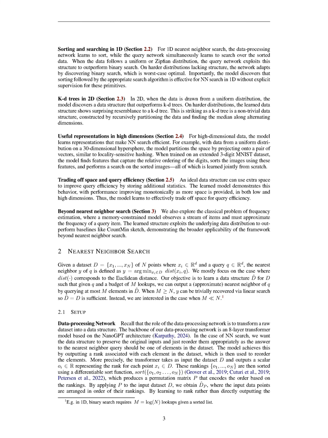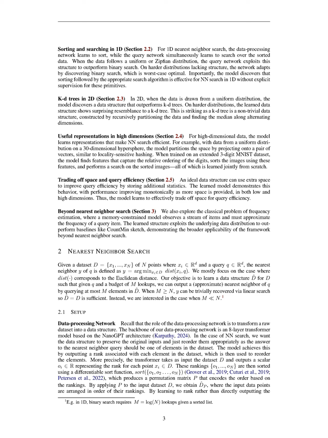A simple illustrative example of how our algorithm constructs the data structure and retrieves the nearest neighbor can be seen in the one-dimensional nearest neighbor, NN search scenario. Initially, the data processing network learns to sort a dataset, D, by outputting a ranking for each element, which is then used to reorder the dataset into a structured database, HAT-D. For instance, if the dataset consists of points sampled from a uniform distribution, the model effectively sorts these points, achieving approximately 99.5% accuracy in positioning them correctly.